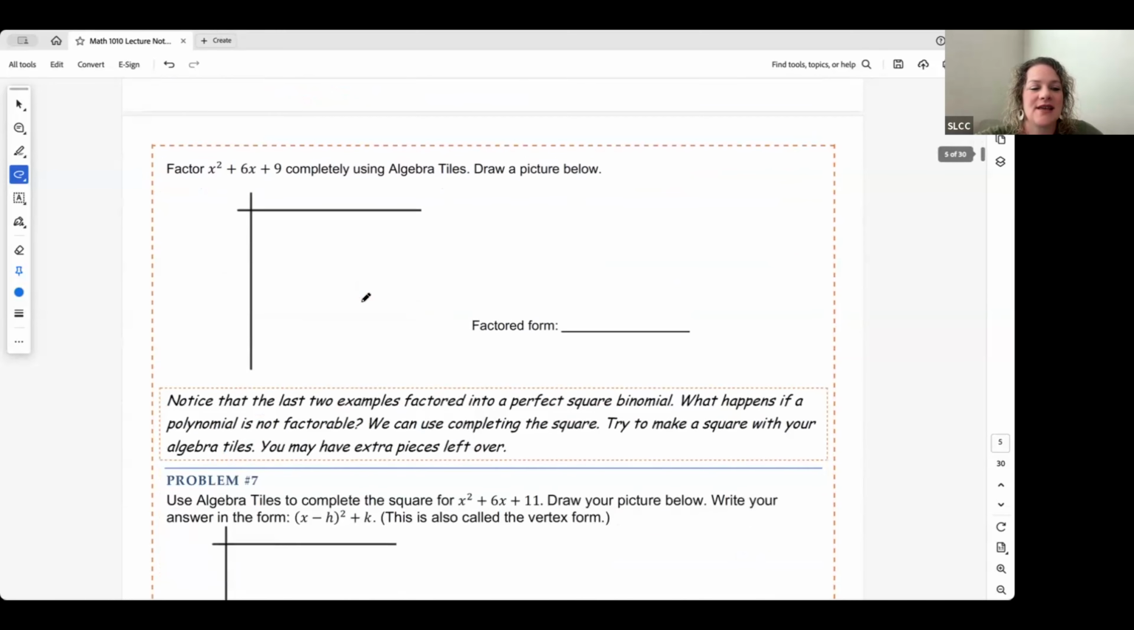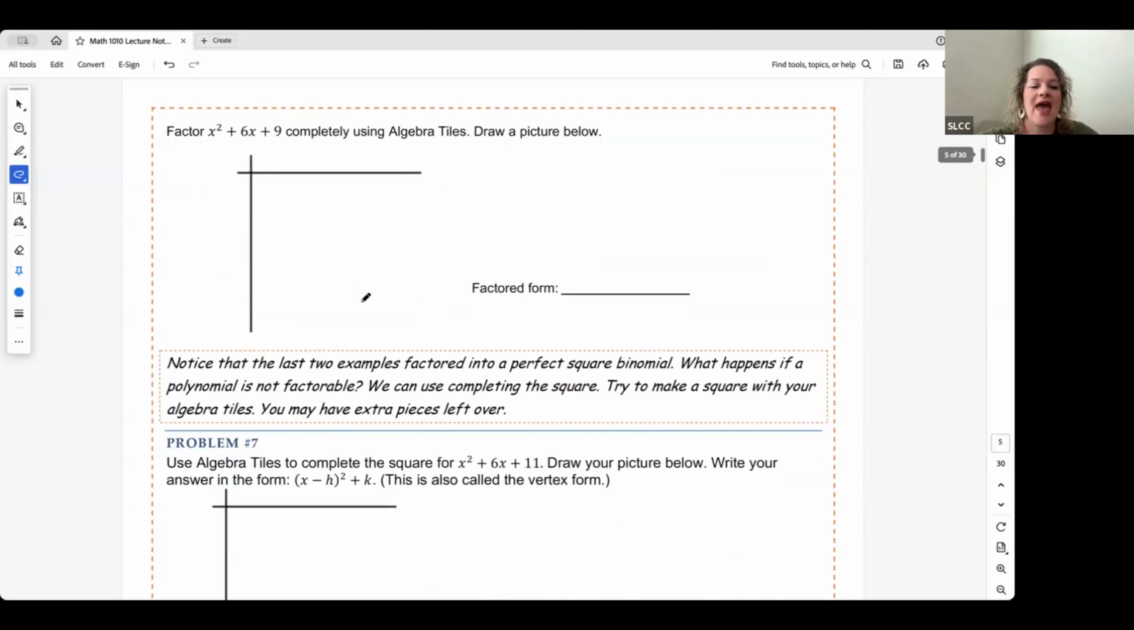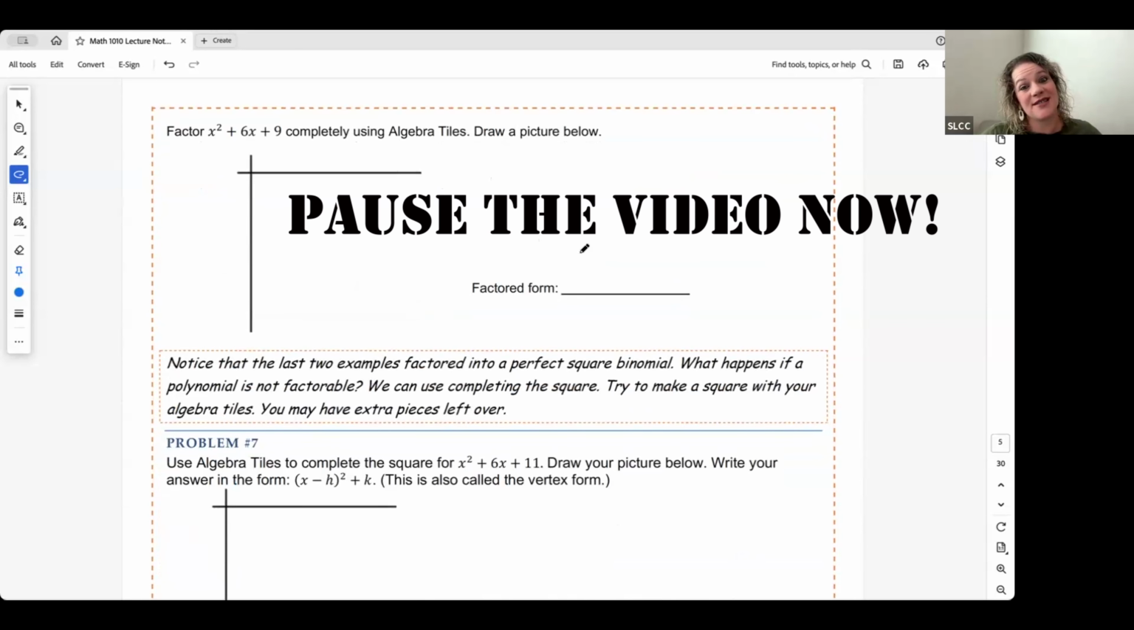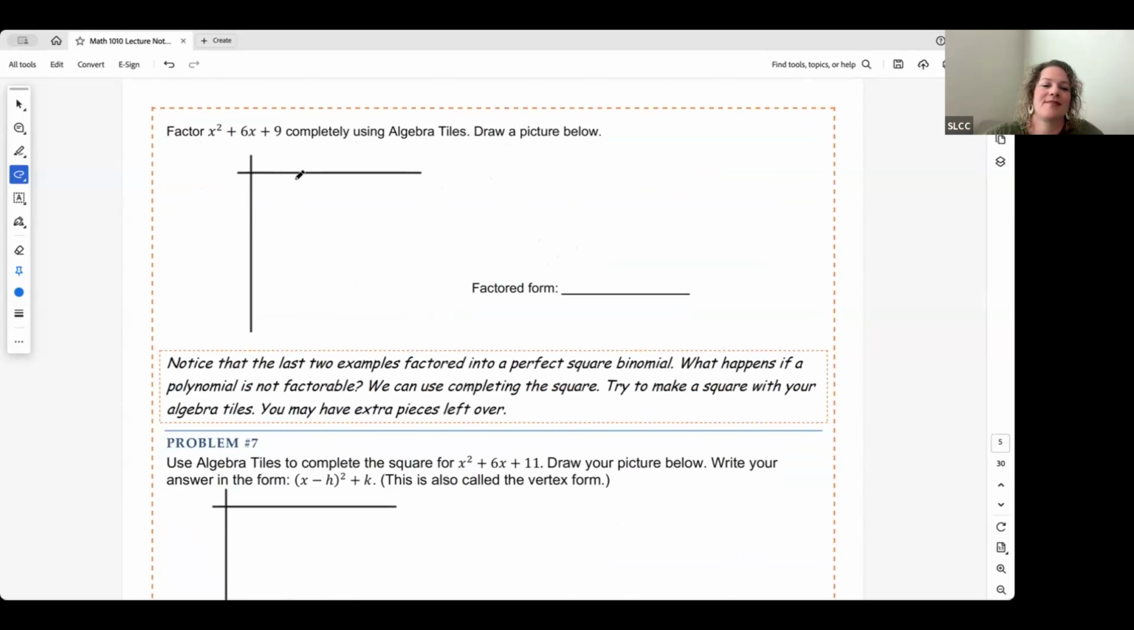All right, let's look at the next one then. x squared plus 6x plus 9. Can you figure out what this would be? Pause the video and take a look. All right. Now, once you've gone through that, you know that this is x plus 3 quantity squared.